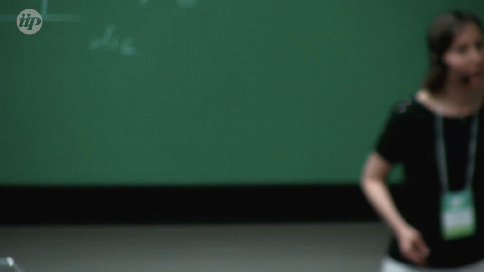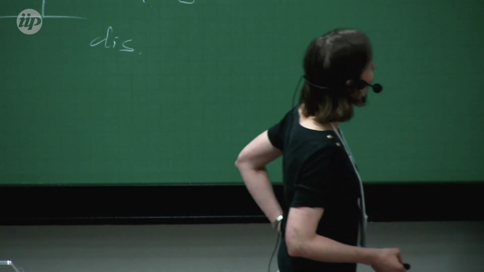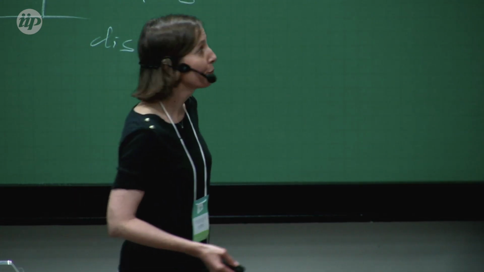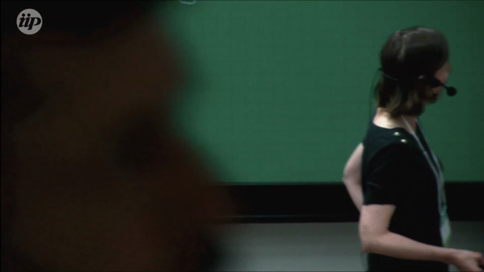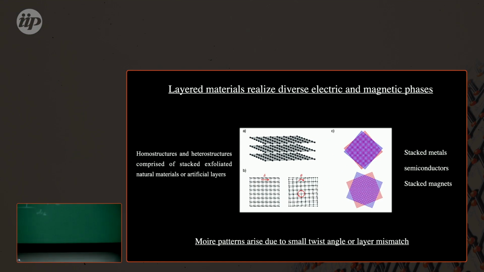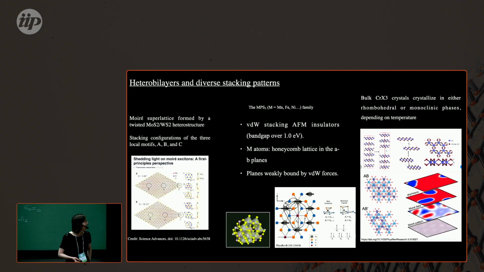Moire patterns can be produced not only by twist, but also by layer mismatch between layers of atoms that can be metals, can be semiconductors, can be magnets. And many things can happen. We can stack homo layers, hetero layers. We can stack layers of different nature between them.